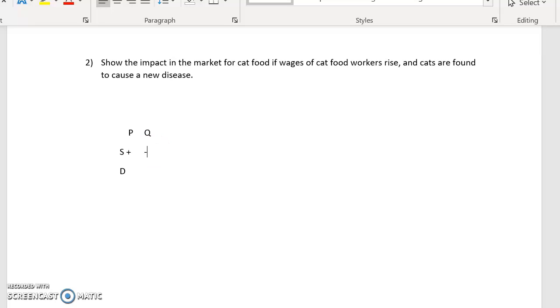Cats are found to cause a disease. What do you think about that, cat? You cause a disease. Cat, you want to contribute to that statement? Comment on that? Meow. You going to comment? Not now, huh? All right.